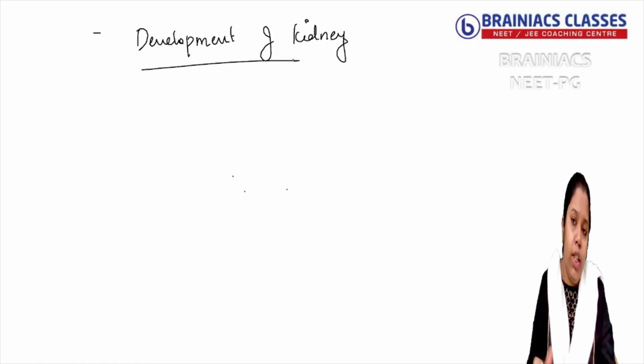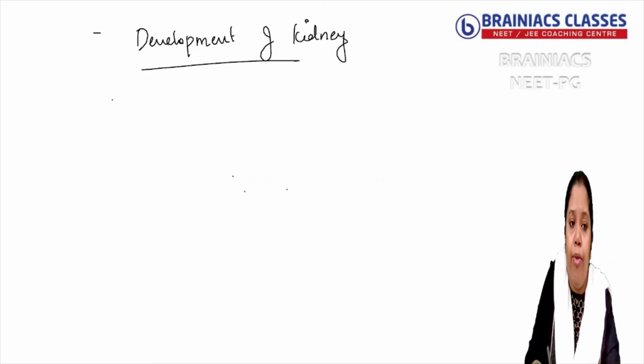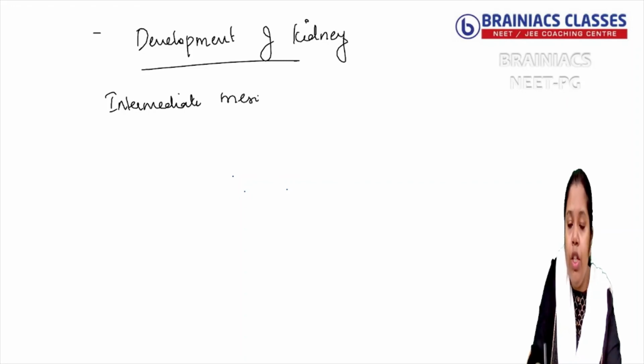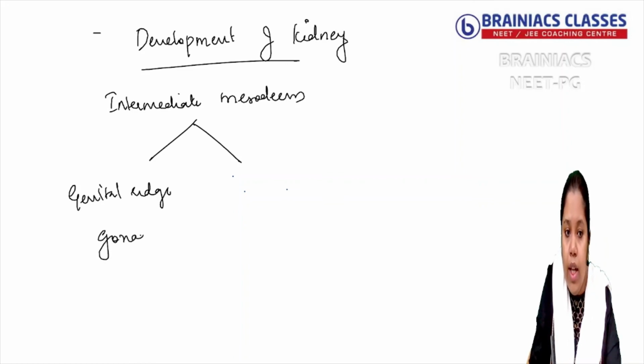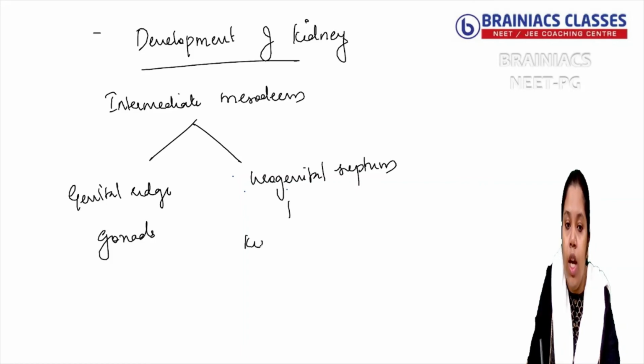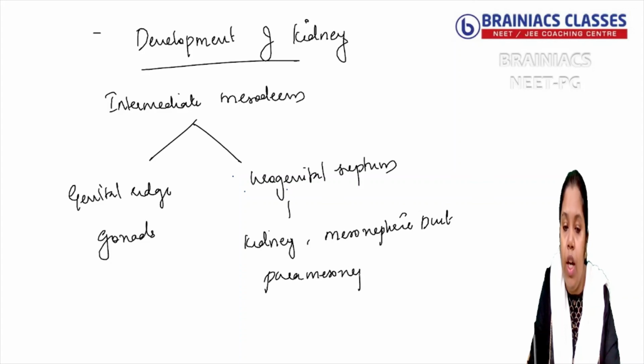Can you tell me from where the kidney develops? Most of the kidney will develop from the intermediate mesoderm. I have initially told you the intermediate mesoderm will give rise to two swellings. One is called the genital ridge, which will form the gonads. And the second one is the urogenital septum. This urogenital septum will give rise to the kidney, the mesonephric duct and the paramesonephric duct.